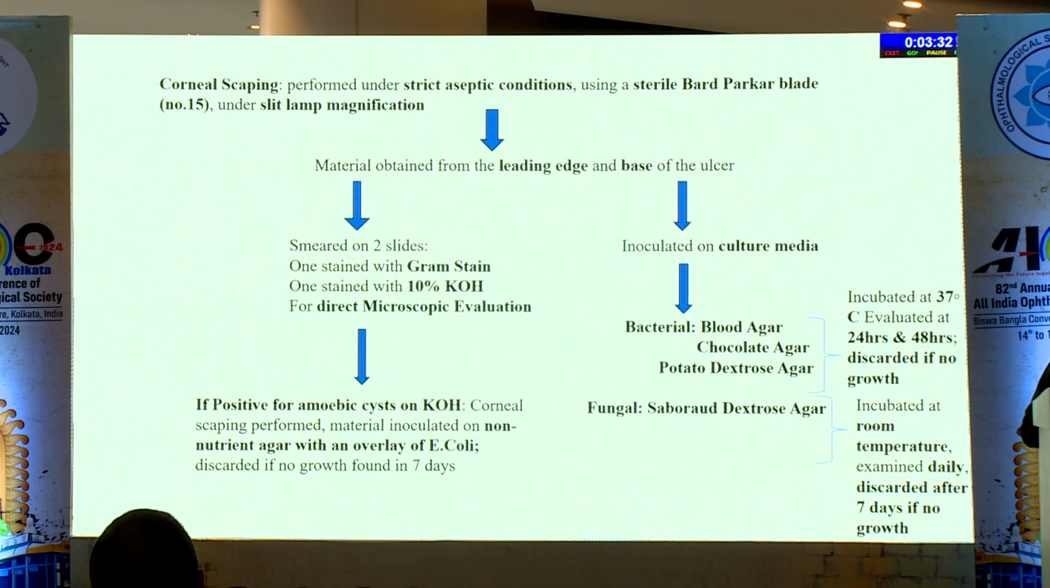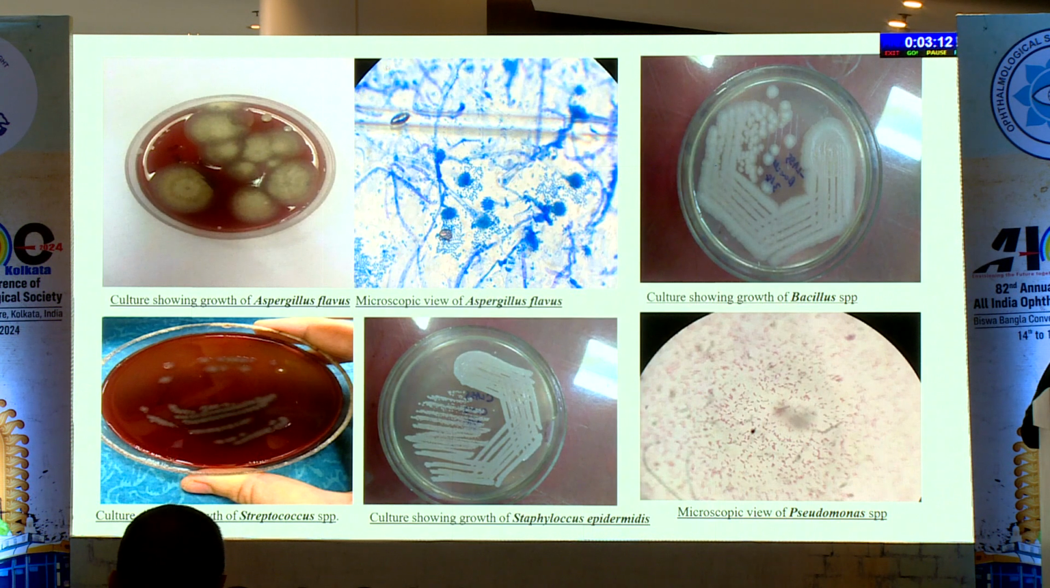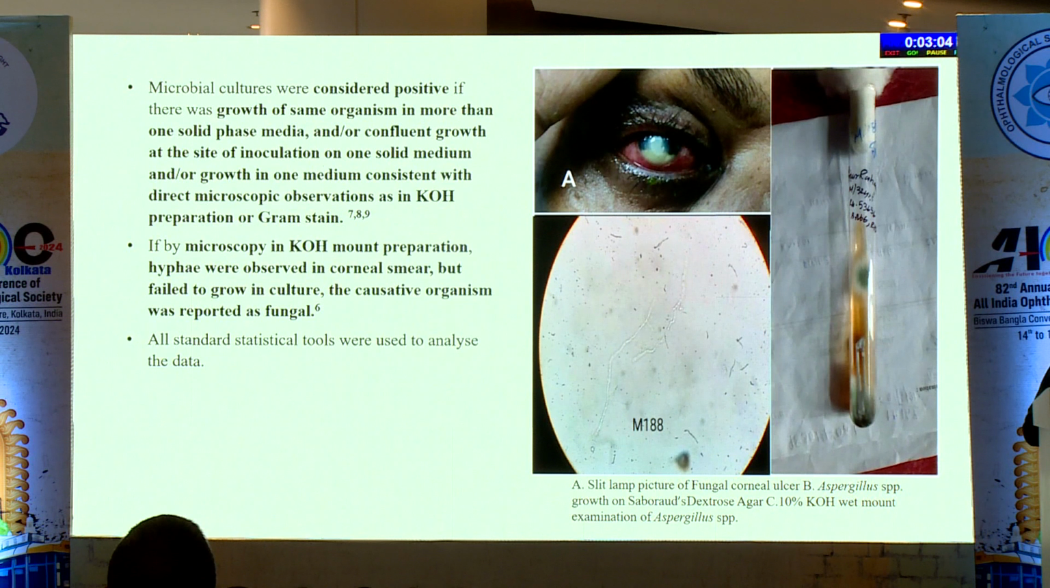Corneal scraping was then performed using a sterile Bard-Parker blade under slit lamp magnification. Material was obtained from the leading edge and base of the ulcer, was inoculated on appropriate culture media for both bacterial and fungal growth, and was stained with gram stain and 10% KOH mount. If positive for amoebic cyst on KOH, then corneal scraping was performed and the material was inoculated on non-nutrient agar with an overlay of E. coli. These are a few culture plates showing growth of Aspergillus flavus, Bacillus species, Streptococcus and Staphylococcus.